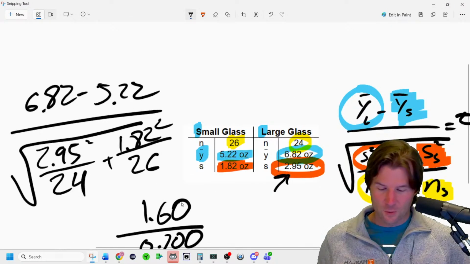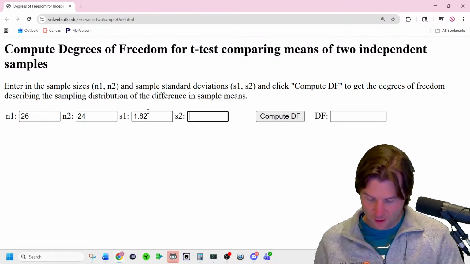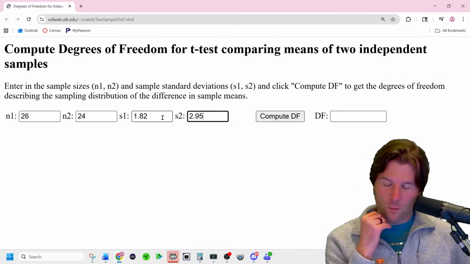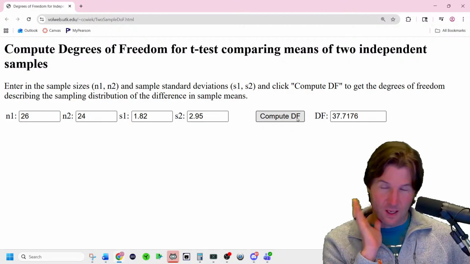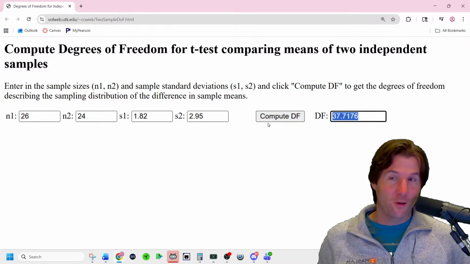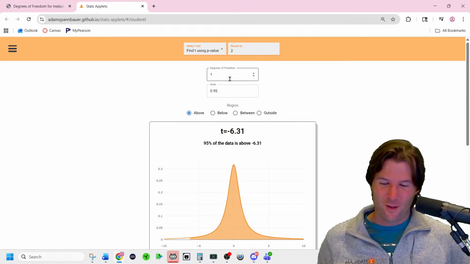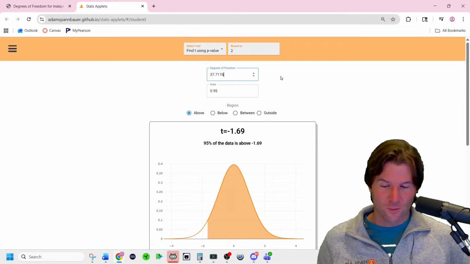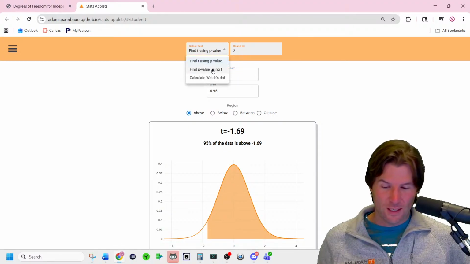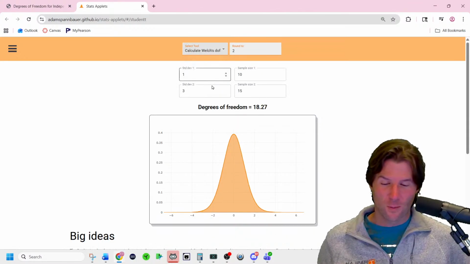And then we do standard deviations 1.82 and 2.95. Degrees of freedom probably going to be about 42. No, they're lower than that. 37. So, sorry, Peyton. Oh, you should try it without the applets. It's a lot less fun without the applets. Now you go over here and you have to put in your degrees of freedom. And then we're finding the p-value from t. This also has it on here. You can do the degrees of freedom here also.